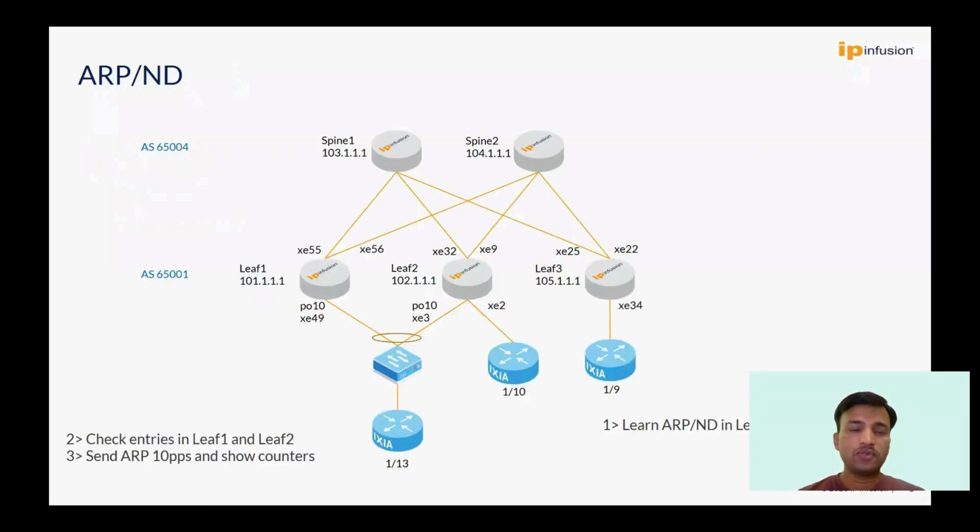Let us see the topology. To check the ARP-ND configurations, first we will learn the ARP from the leaf 3 perspective, and then we will see the entries in leaf 1 and leaf 2, to check whether we are learning the remote ARP or not. In the next part, we will send an ARP request from the switch behind the multi-homing, and then see whether it is responding locally or not.